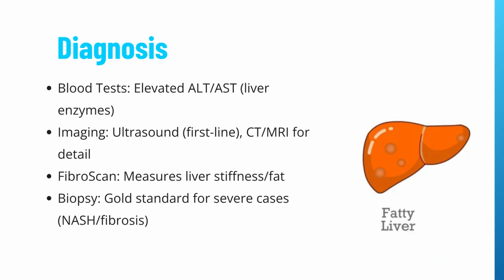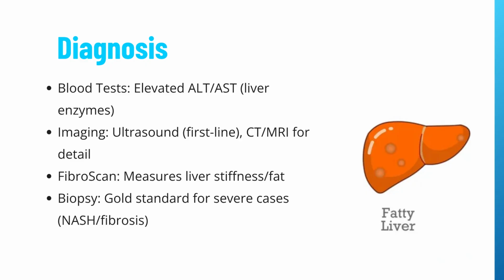Fatty liver disease is often silent in its early stages, which is why diagnosis relies on a combination of clinical evaluation and tests. Here is how it is typically identified. Blood test. Elevated liver enzymes, particularly ALT and AST, are often the first clue. These enzymes indicate liver cell injury, even in the absence of symptoms. Other blood markers like GGT and ALP may also be checked.